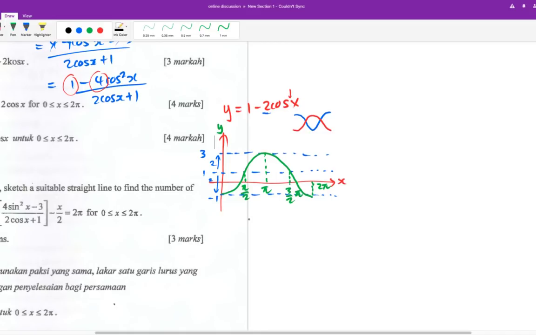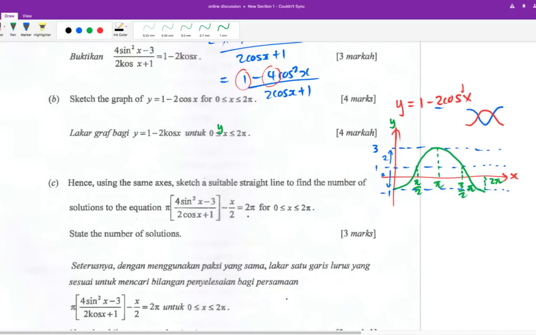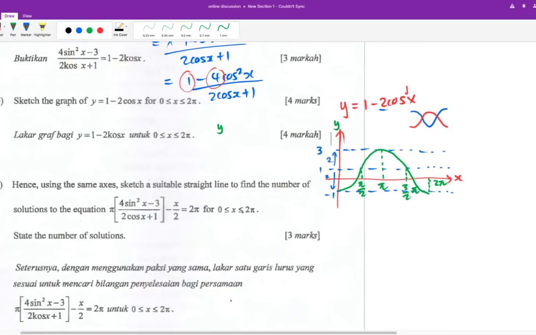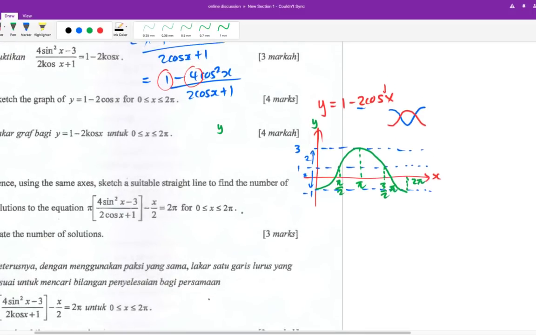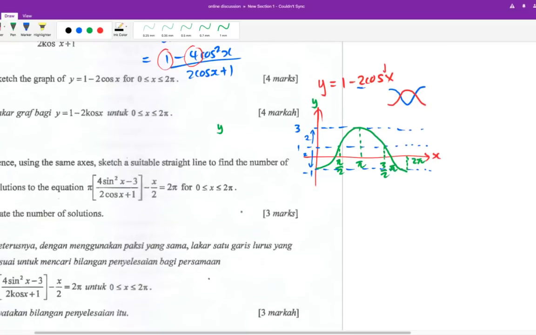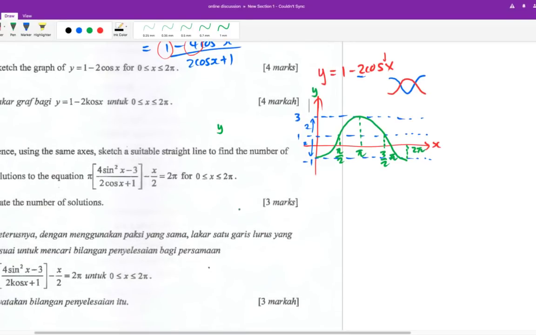Okay, so let me just scroll back. The question asks you to use the same axis and sketch the suitable straight line for it. So we need to sketch the straight line for this one. We know this is y, because we already did it in part 1, so it equals 1 minus 2 cos x, and 1 minus 2 cos x equals y, so the whole thing is y. So pi y minus x over 2 equals 2 pi.